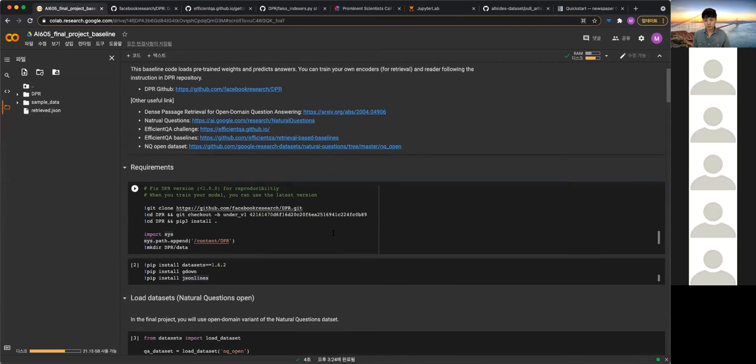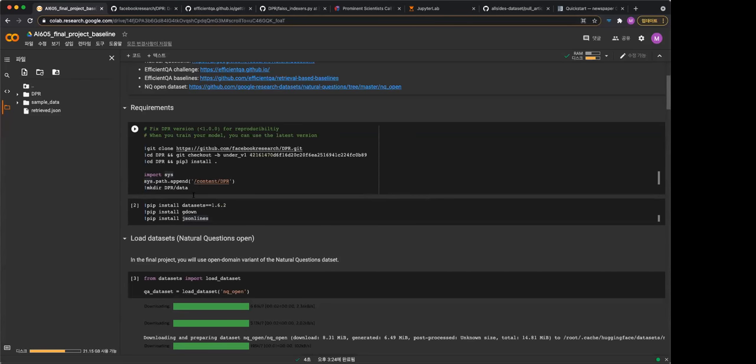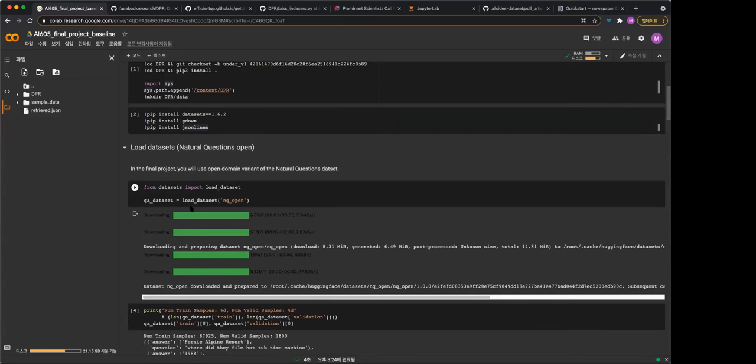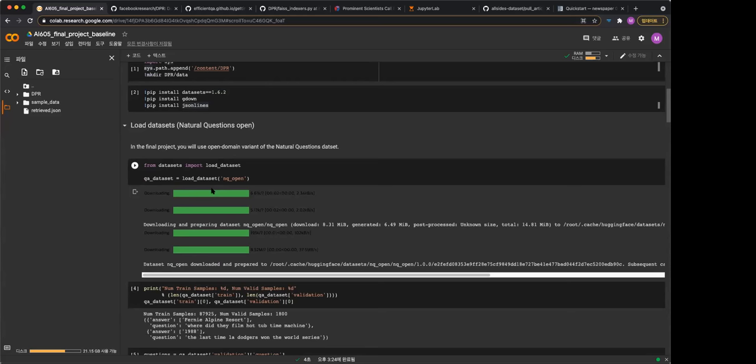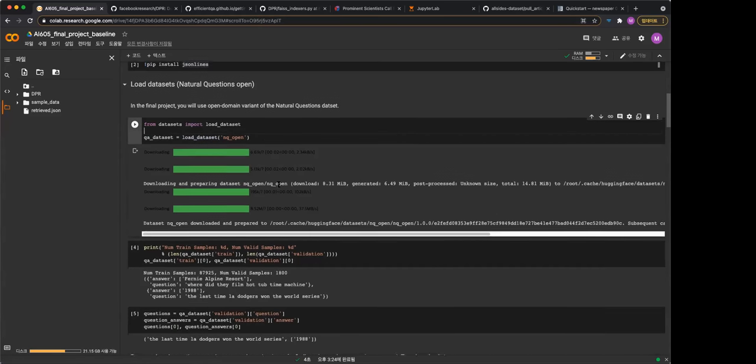So let's start the baseline. This is the requirement. You just clone the DPR repository and download some requirements files. And this is the start of the baseline. In this final project, we will use the open domain variant of the Natural Questions data sets. And you can load this data set using the Hugging Face datasets package like this.